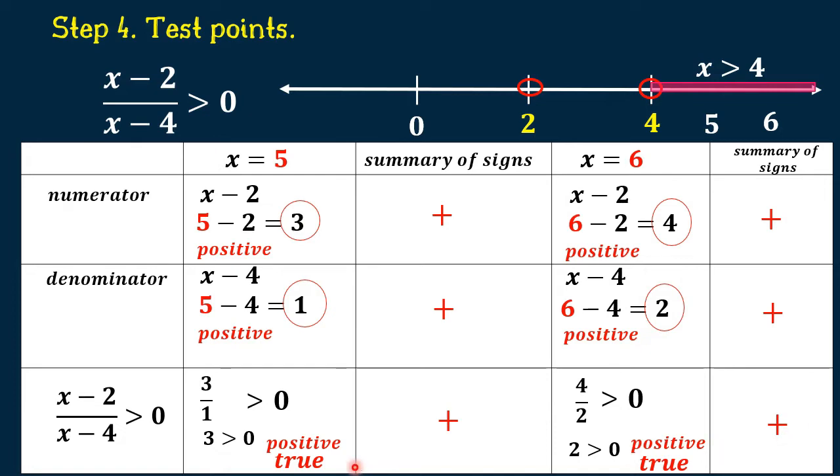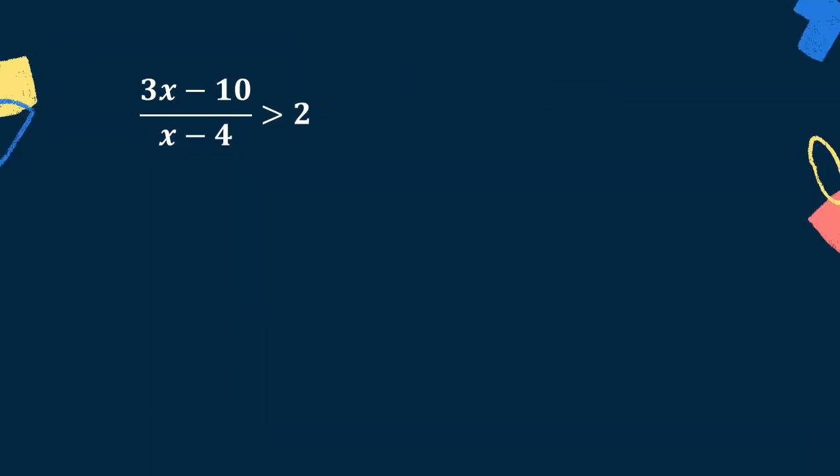And take note, since the points that we tried are all positive, we can conclude that this interval, x greater than 4, is a solution to our rational inequality.